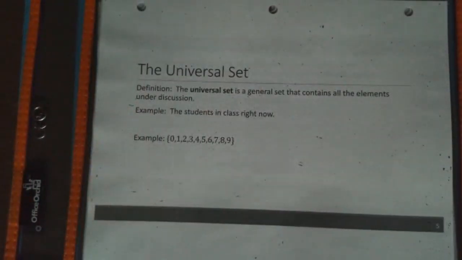Now that we know what a set is, we're going to talk about different sets. First up, we have the universal set. The universal set is a general set that contains all the elements under discussion. So this is going to be our idea of everything that could be. So we could take our universal set to be the students in class right now, in this class right now. Or we could say 0, 1, 2, 3, 4, 5, 6, 7, 8, 9. That's our universal set.